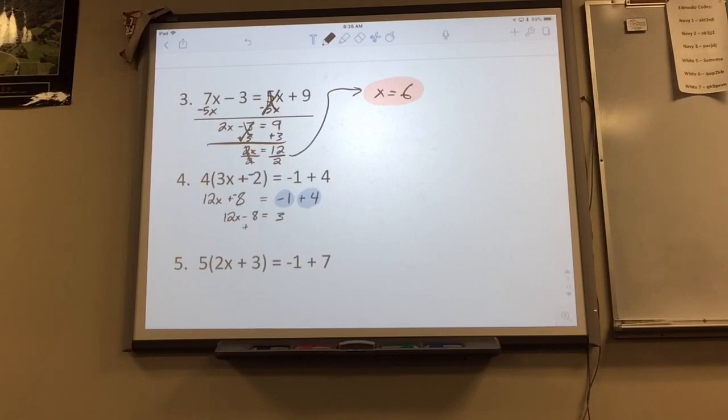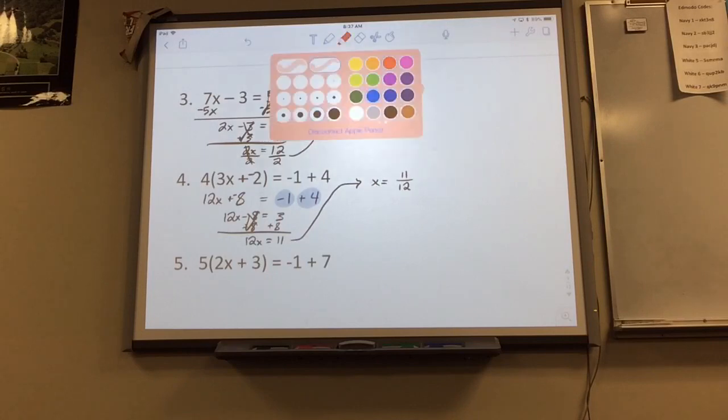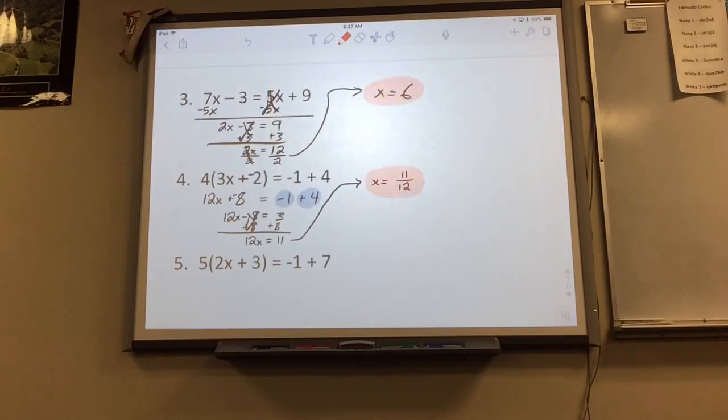So we're going to add 8 to both sides. If we add 8 to both sides, we get 12x equals 11. So we divide by what's next to x, and we get x equals 11 over 12. I want 3 plus 8 is 12. Yep, I've gotten a couple people with that. Okay, do number 5.